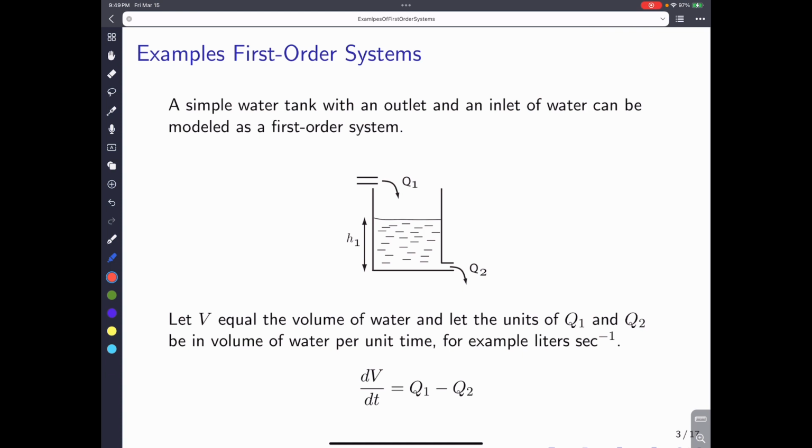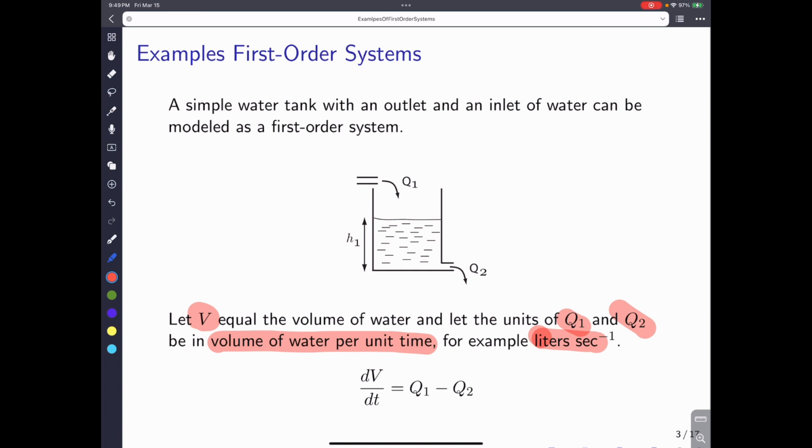Okay, so what we're going to do is describe this tank using a differential equation, and the way we're going to do that is we're going to define the volume of water in the tank, V, and we're going to assign the units to K1 and K2 as the volume of water per unit time. So there might be, and I've got an example here, liters per second. So the water might be flowing in to the top of the tank at 5 liters per second, and it may be leaving the tank at 3 liters a second.